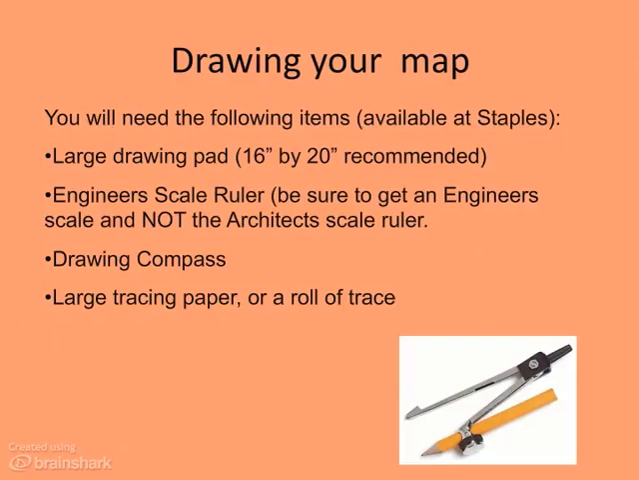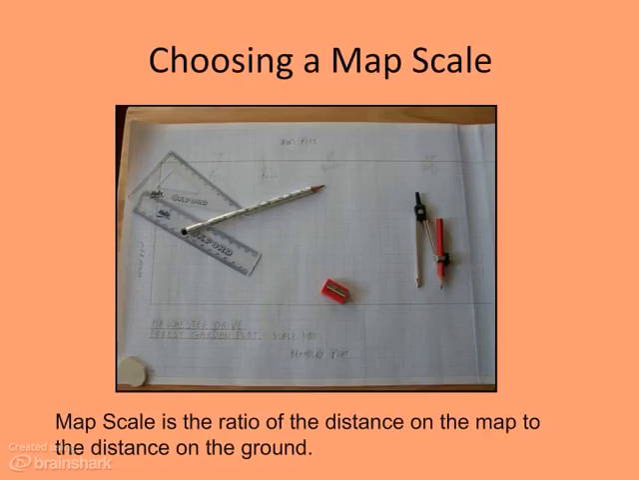Once we have all of the basic measurements, it's time to begin drawing your map. Please be sure to have all of the following items at hand. The first thing that we'll need to do is to choose a map scale. The scale is the ratio of the distance on the map to the distance on the ground. For backyard homesteads, a scale of 1 inch to 10 feet is common. This means that an inch on your map represents 10 feet on the ground.